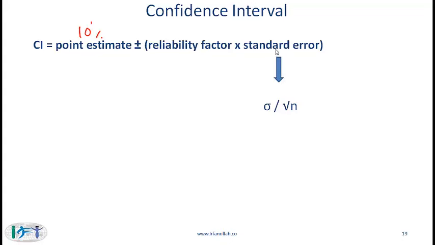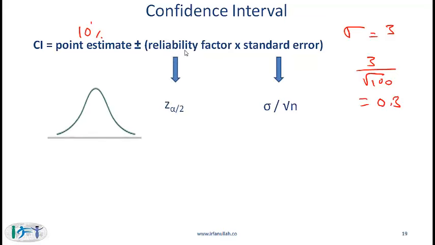Standard error, as we've discussed before, is given by sigma over root n. Sigma is the standard deviation of the population. n is your sample size. So in our example, let's say sigma is equal to 3, and let's say that we pick a sample of size 100, then sigma over root n is going to be 3 over root of 100, which is 0.3.